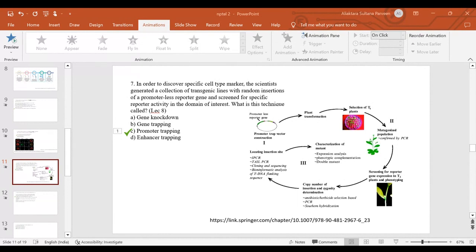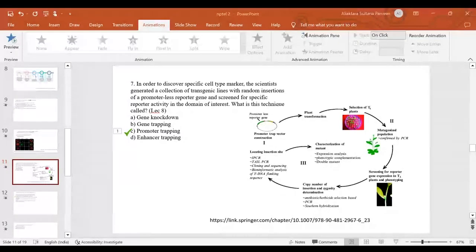There is absolutely no reason that it could be the answer. Gene trapping could be a similar kind of mechanism, but here they're talking about something promoter-less, which definitely means targeting the promoters. And there are enhancer elements that they search for. So probably the principles could be similar, but the targets are different.